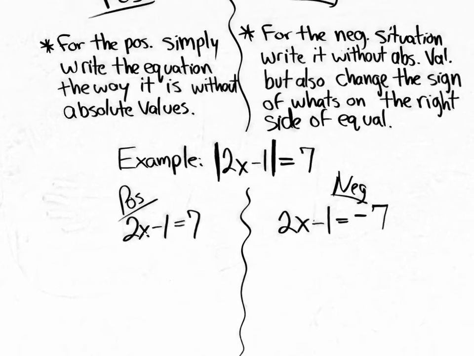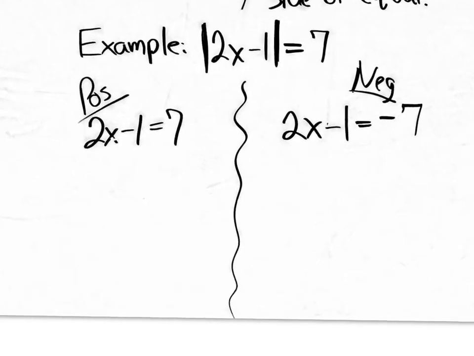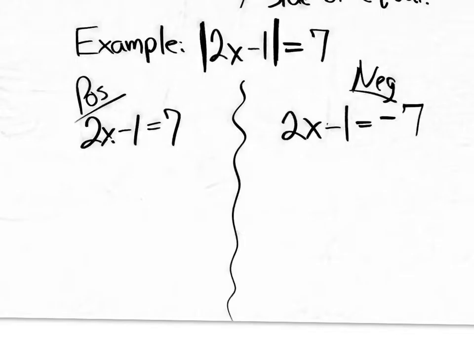And now let's take a look at this first example. And once again, first of all, this part right here shouldn't be done yet. You're supposed to write pause, neg, squiggly line, and for the positive situation, you write it exactly the way it is without the absolute value sticks. So it's 2x minus 1 equals 7. For the negative situation, it's the same thing. No sticks, no absolute values, but you change the 7 to a negative 7. That's the negative situation.